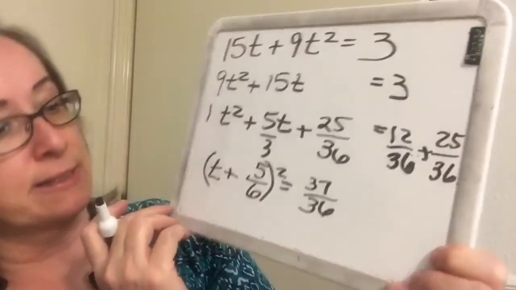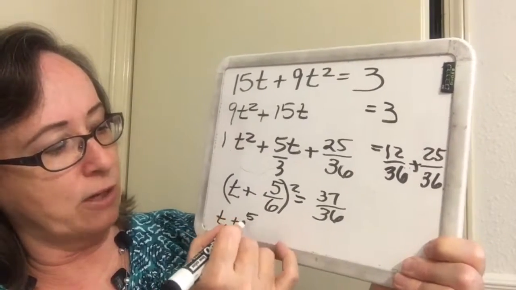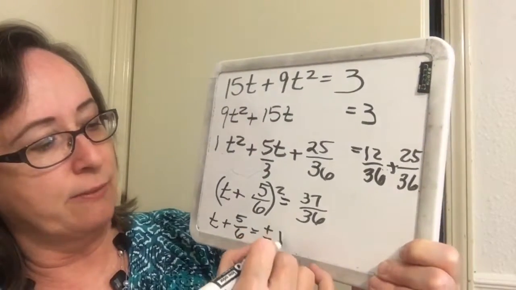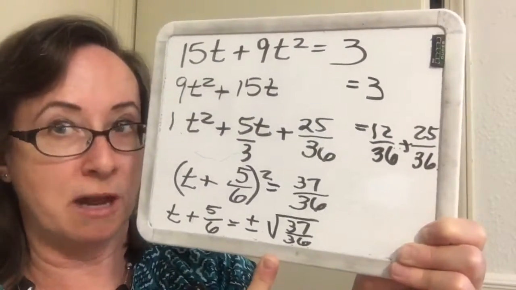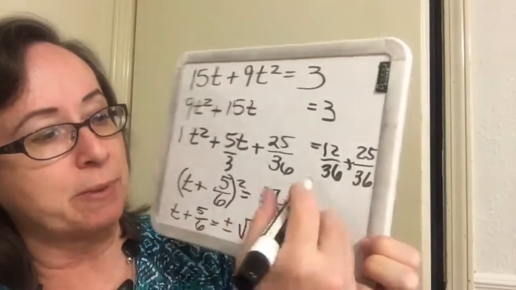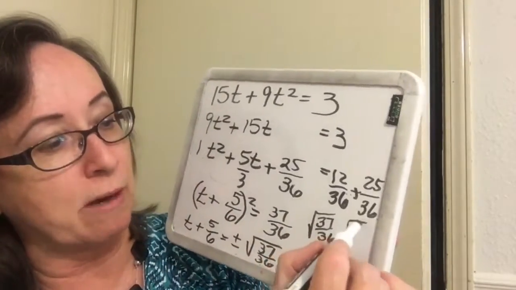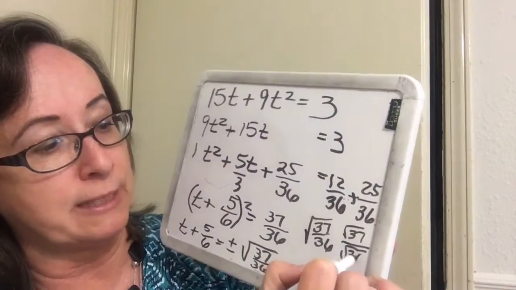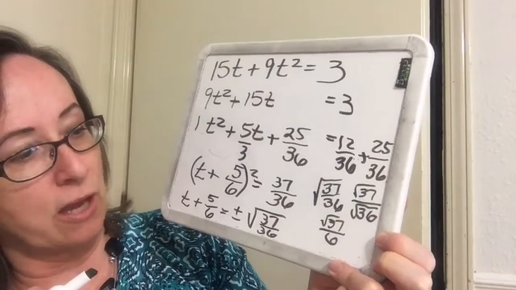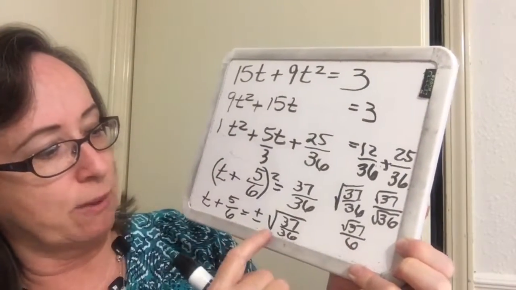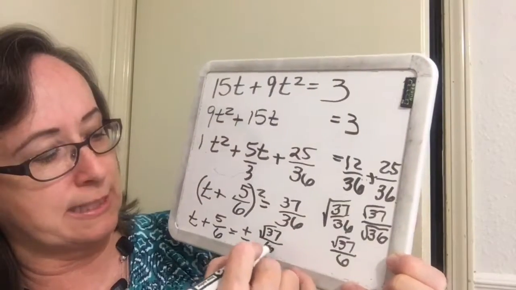Now I'm going to take the square root of both sides. So I take the square root of the left, I take the square root of the right with my plus and minus, and I get t plus 5 over 6 is plus or minus the square root of 37 over 36. Okay, but we just finished chapter 9, which was all about radical expressions. And remember, I can take the square root of 37 over 36, and I'm allowed to break that up into the square root of 37 over the square root of 36, which is square root of 37 over 6. Okay, so the square root of 37 over 6, and so I'm going to just take this whole thing and change it to the square root of 37 over 6.